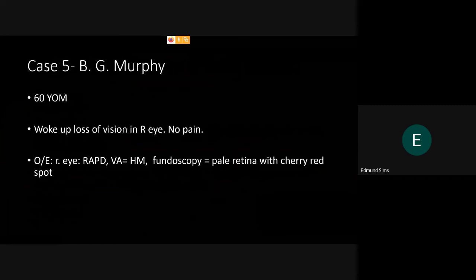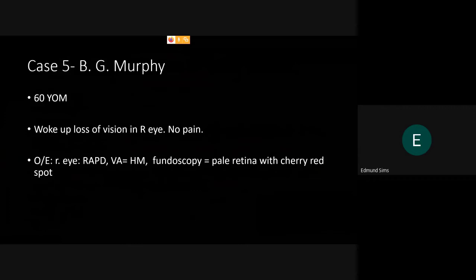Okay, so next one, B.G. Murphy, 60-year-old male. You'll have noticed the theme with the names potentially. He woke up with a loss of vision in the right eye, no pain. On examination, he's got a relative afferent pupillary defect, so you shine light in the affected eye and there's no constriction, but he still has consensual constriction. Visual acuity in that eye is hand movement only, and fundoscopy reveals a pale retina with cherry red spots. Anyone got any idea?